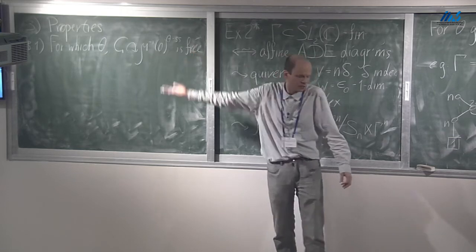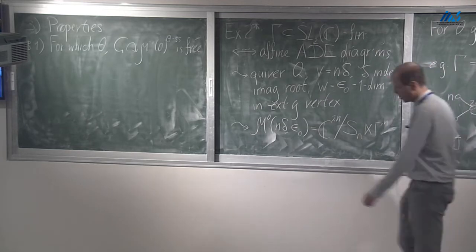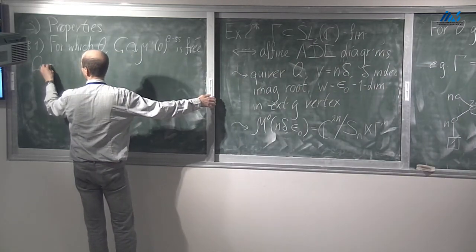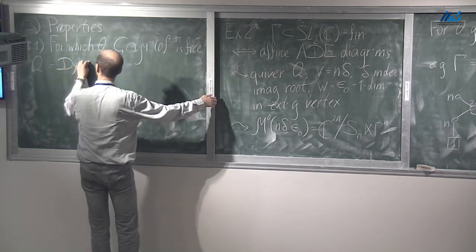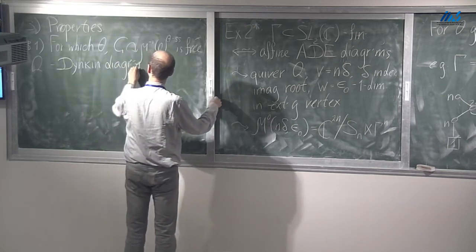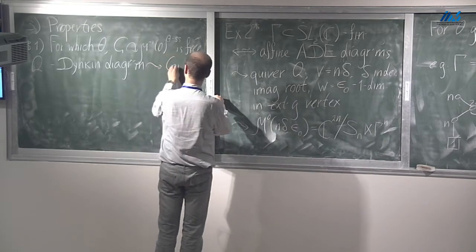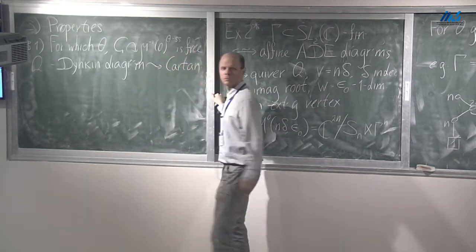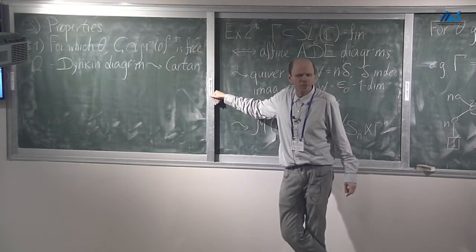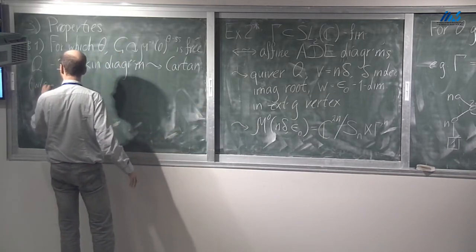And that's the first place in this theory where the corresponding Kac-Moody algebra appears. So I have my Q, and I can view it as a Dynkin diagram. And this gives me a Cartan matrix. Let me assume that it doesn't have loops, although it's not necessary for the discussion.